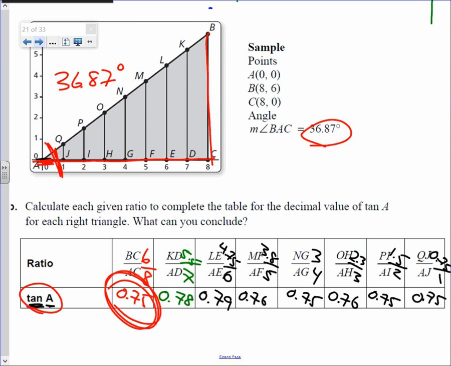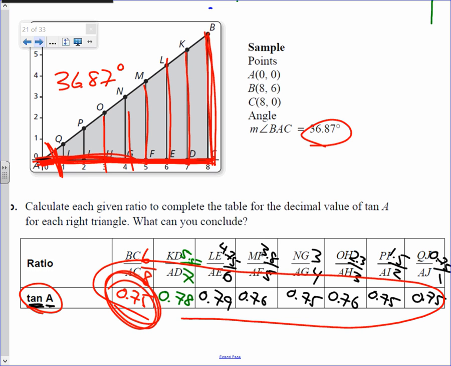Look at BC over AC. It's on your notes. In other words, the side that's opposite the angle over the side that's touching the angle. In other words, the side that's adjacent. Opposite over adjacent, there's the first ratio. Look at the second triangle. Opposite over adjacent, there it is. It kept going, and they all became the same ratio.